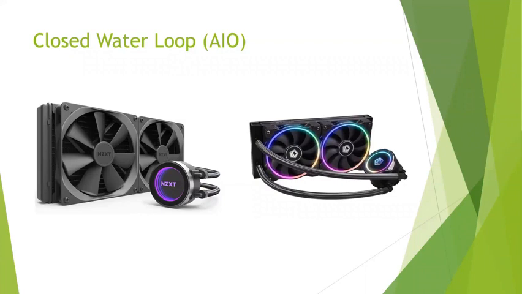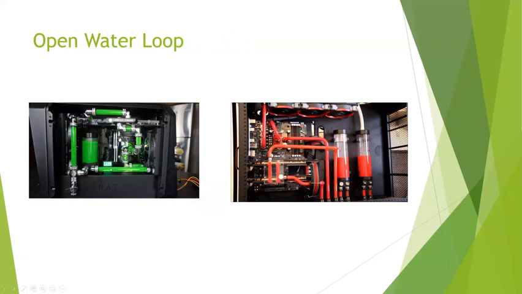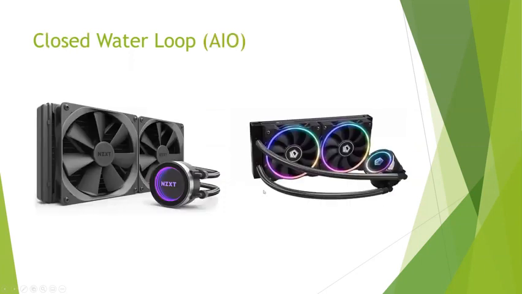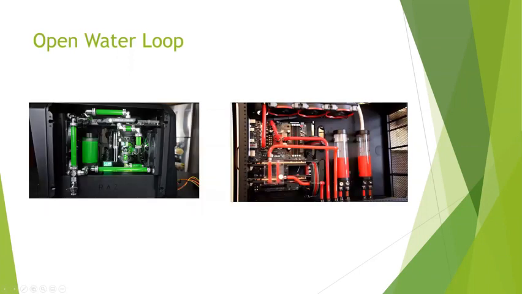Lastly, the last type of cooler that I'm going to talk about is the open water loop. Here you can see that even though these are full systems, the open water loop arrives in different parts, such as tubing and a reservoir, things like that. And it is actually assembled together, instead of the AIO where you can see it's all in one piece. The open water loop's primary difference is that it can go all the way across the system, and it has to be assembled by yourself.